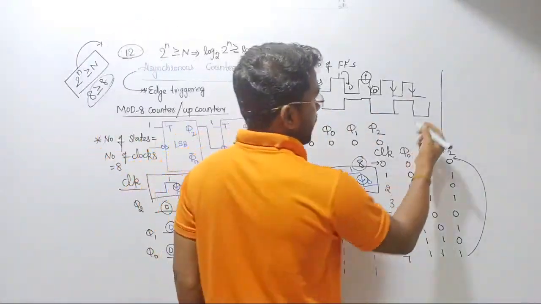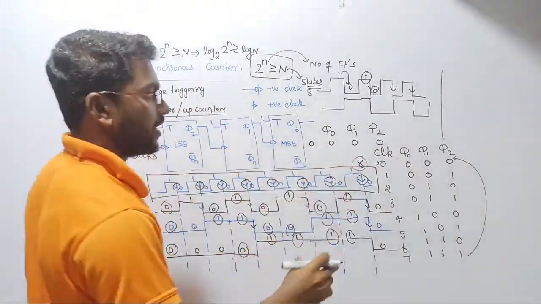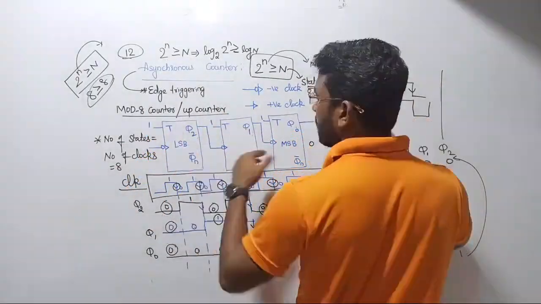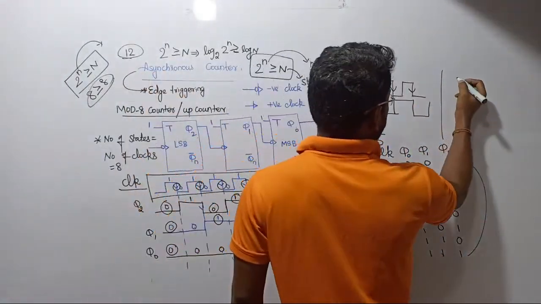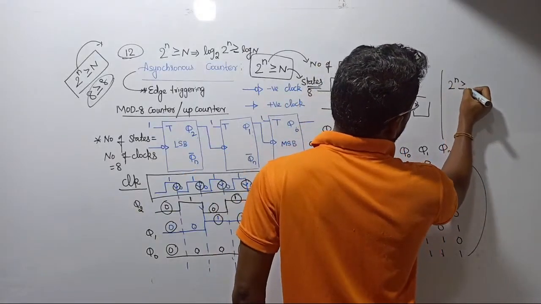So next the thing is the relation between the number of flip-flops and the number of states. Write it step by step, neatly, right? So the number of states, because here I don't have space, that's why I am writing somewhere else, right? So this is not the correct way to write in your notes. 2 power n greater than or equal to N, fine.